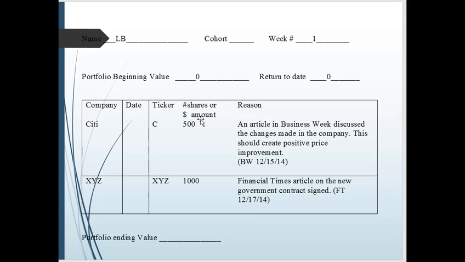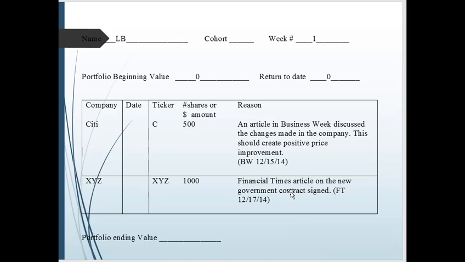Now here's the critical part of this. I need to know, and Stock Tracker will require you to include why you're doing this, right? What information did you learn that made you want to do this trade? Sometimes it will be very, very specific. In this case, there was an article in Business Week 12/15/14, right? That should create a positive price move based on the information in that article.